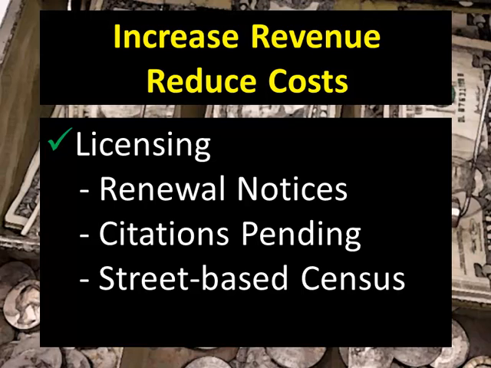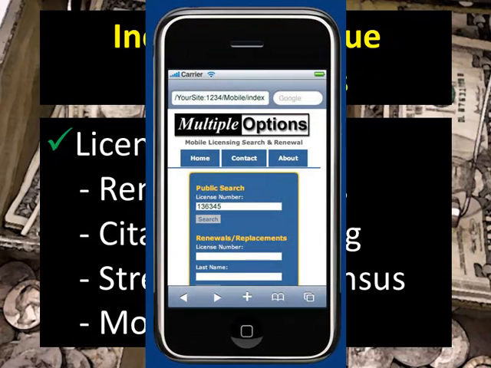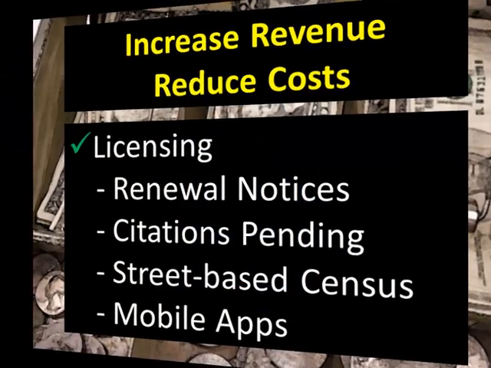Combined with the email module, you can even send renewal notices via email, saving paper, postage, and making notification almost instant. Our web-based mobile applications allow you to look up license information right from your web-capable phone, so that you can cite unlicensed or expired animals on site and find owners of strays while still in the field, even if you're on your own. Mobile laptop support is also available for the entire system.